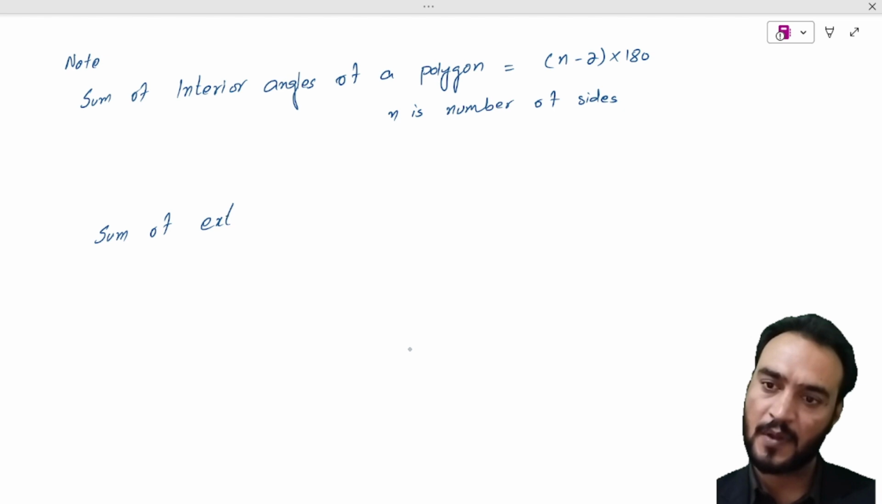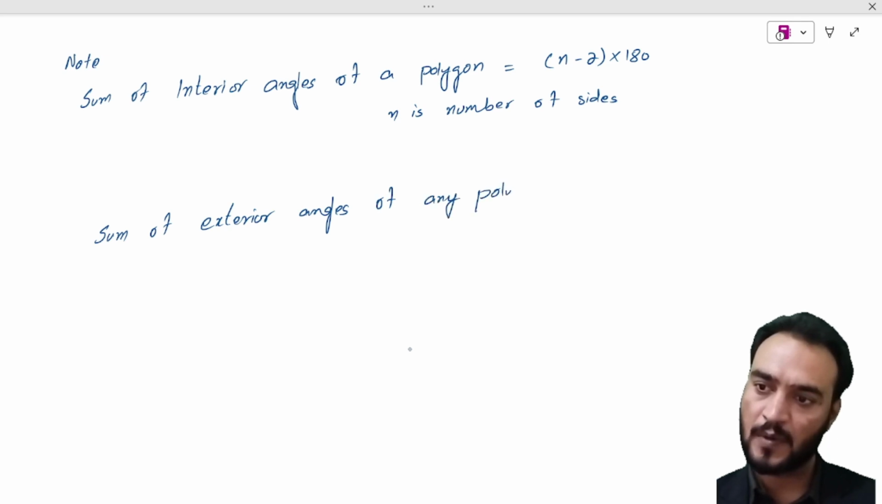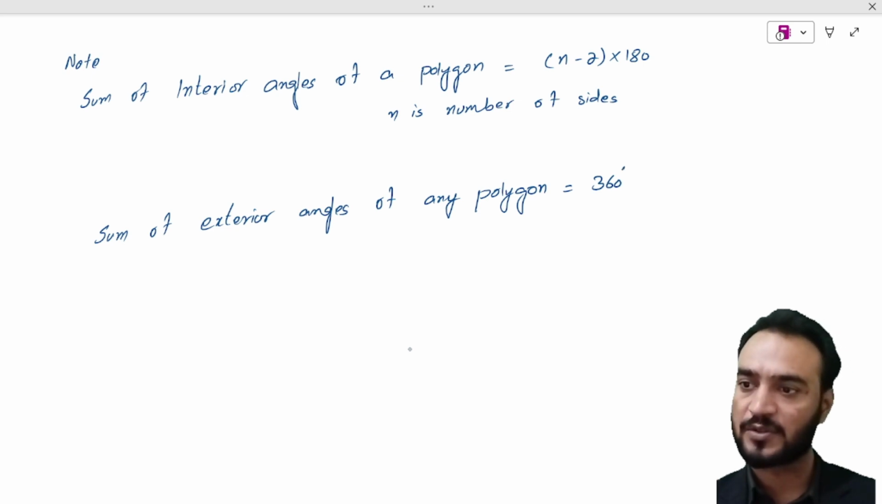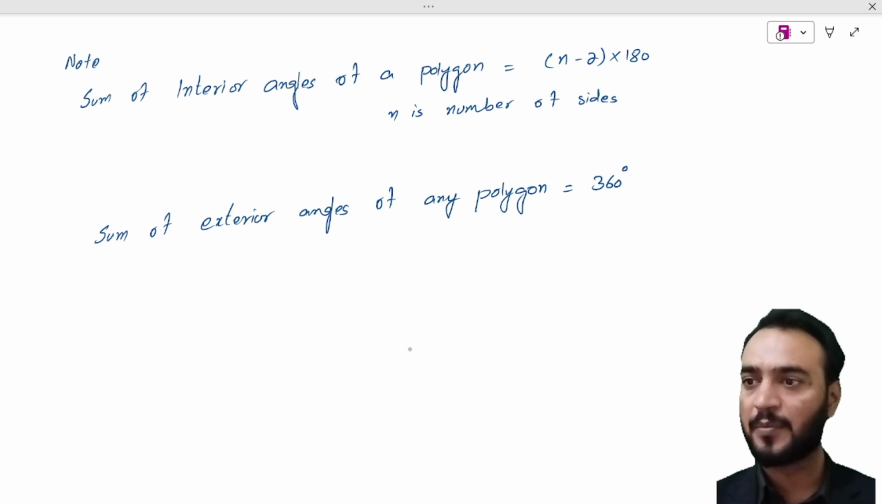And the sum of exterior angles of any polygon is always equal to 360 degrees. Sum of exterior angles of any polygon is always equal to 360 degrees, and sum of interior angles of a polygon is n minus 2 times 180 degrees, where n is the number of sides of that polygon.